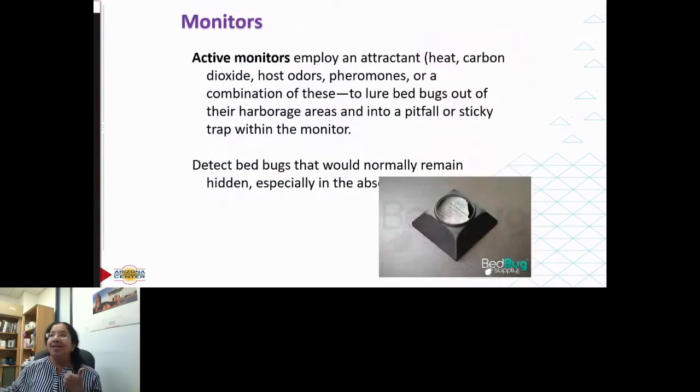The last thing I'll mention is monitors. Monitors are great tools in a bed bug management program because they work around the clock, even when we cannot. There are different types of monitors. Active monitors employ an attractant for bed bugs like heat, carbon dioxide, host odors, or pheromones, or a combination, to lure bed bugs out of their harborage into a pitfall, a sticky trap, or some kind of structure. That's why monitors are so effective.